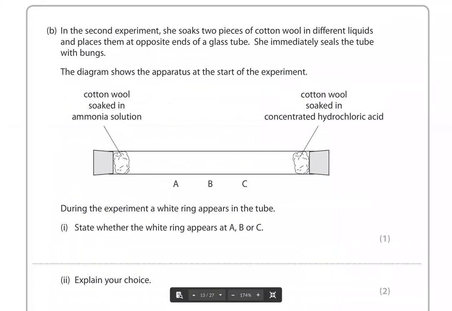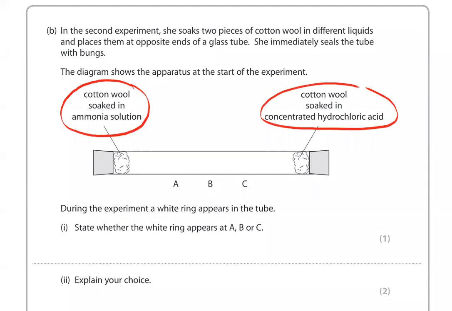In the second experiment, she soaks 2 pieces of cotton wool in different liquids and places them at opposite ends of a glass tube. She immediately seals the tube with bungs. The diagram shows the appearance at the start of the experiment. During the experiment, a white ring appears in the tube. State whether the white ring appears at A, B or C. We look at the cotton wools: one is soaked in ammonia and the other in hydrochloric acid. Of course ammonia gas diffuses faster than hydrogen chloride gas, so they will meet near the cotton wool soaked in hydrochloric acid, at point C. So our point will be C.